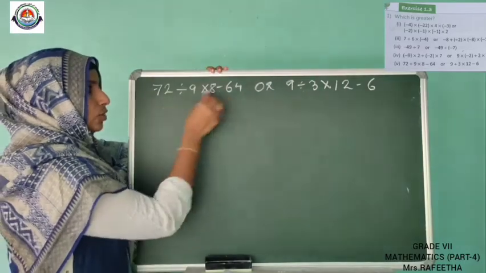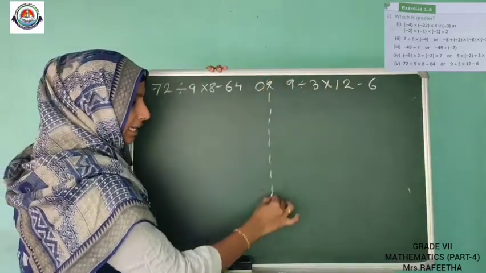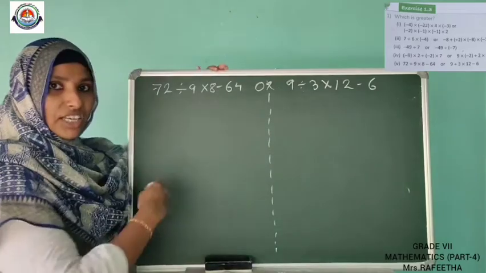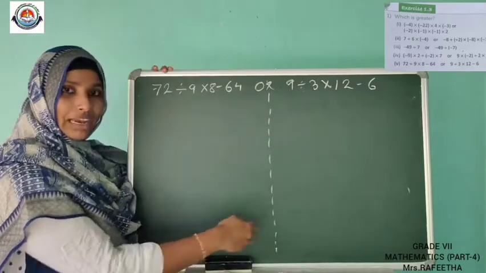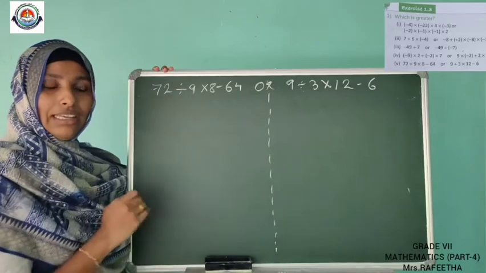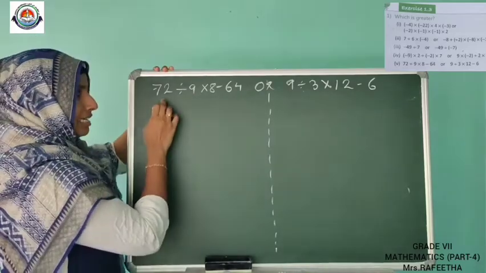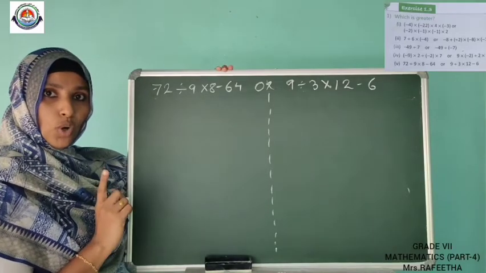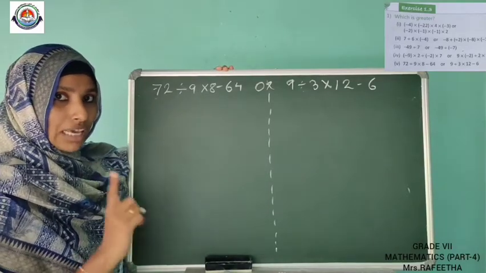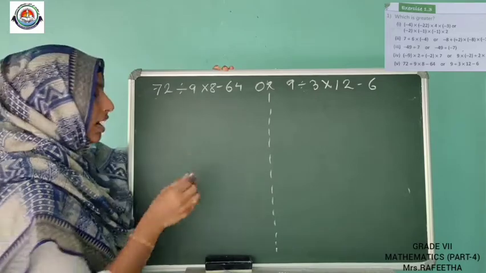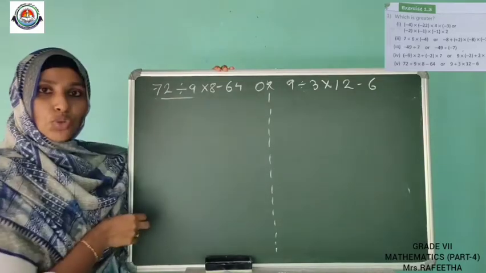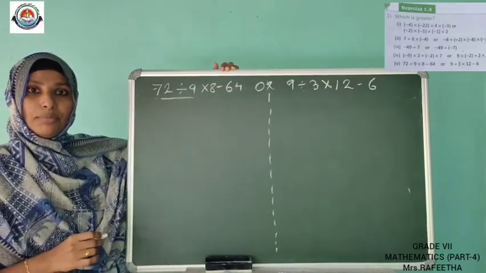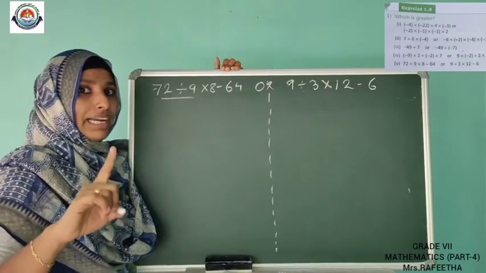First, I am drawing a line here to separate these two. After that we can determine and put the sign greater than or less than. That is how we do it. In this expression, which do we want to solve first? As per DMAS, D is the first, division is the first, so we do the division. 72 divided by 9. What is 72 divided by 9? Yeah, 72 divided by 9 is 8.